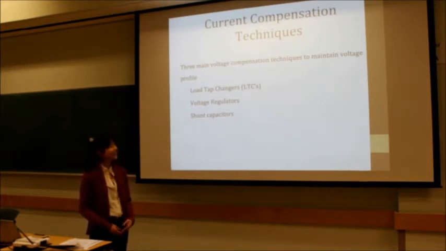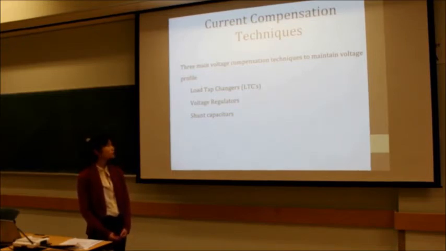Currently, there are 3 main voltage compensation techniques used to maintain the voltage profile. Load tap changers can be installed on the distribution transformer to change the number of turns on the winding. Voltage regulators can be installed at the distribution substation to keep a constant voltage no matter the power at the generator.